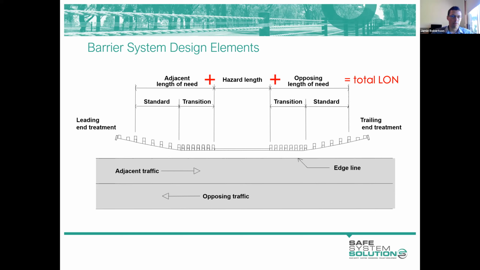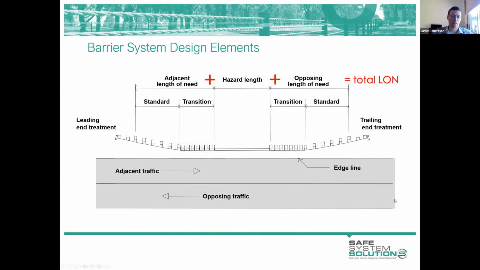So for any given barrier, there are a number of different components that make up its total length. If we have a two-way road, as you can see here, we want to protect that hazard from both directions of travel. So we'll have a length of need determined for traffic travelling from left to right towards the hazard. We refer to that here as our adjacent length of need, the length of need for the traffic lane adjacent to the barrier.